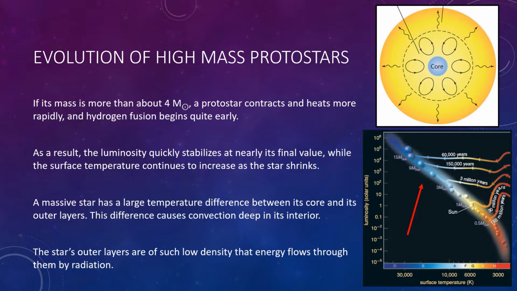Greater mass means greater pressure and temperature in the interior, which means that a massive star has an even larger temperature difference between its core and its outer layers. This difference causes convection deep in the interior of massive stars. So you can see here this schematic showing you convection in the interior. By contrast, a massive star's outer layers are of such low density that energy flows through them more easily by radiation than by convection. Therefore, main sequence stars with masses more than about 4 solar masses have convective interiors but radiative outer layers, which is kind of the opposite of what a star like our sun looks like.